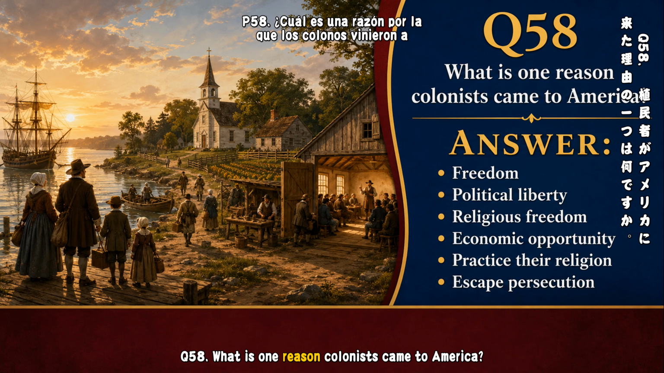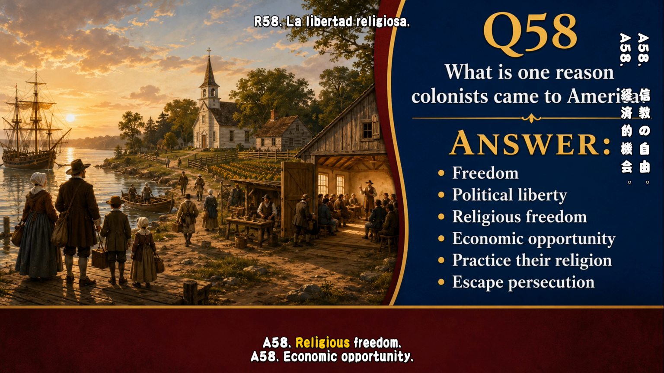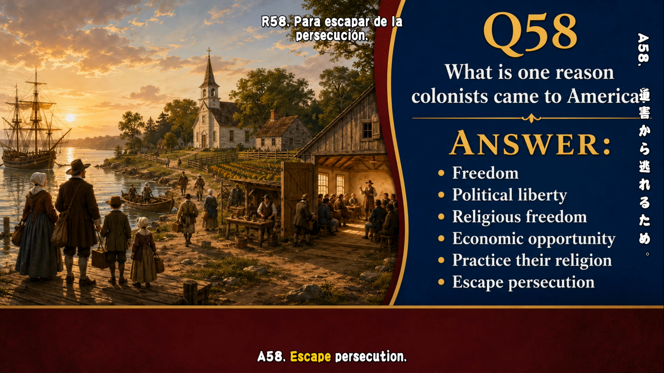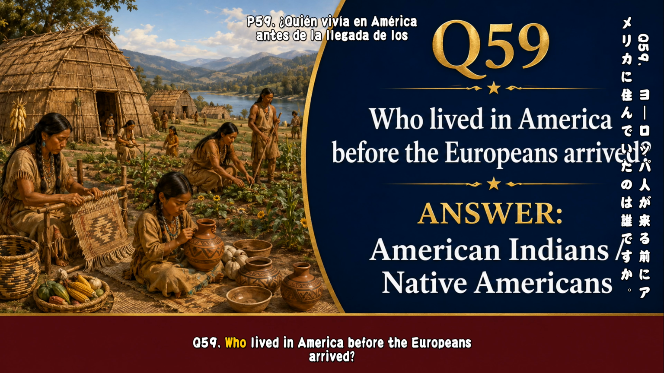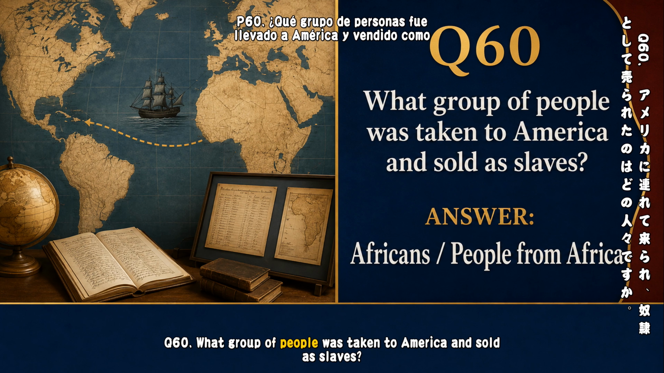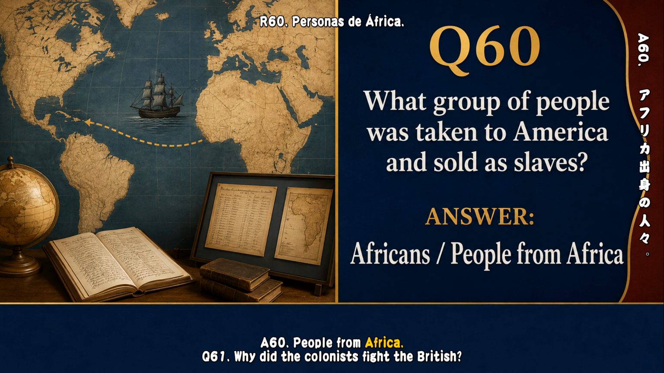What is one reason colonists came to America? Freedom, political liberty, religious freedom, economic opportunity, practice their religion, escape persecution. Who lived in America before the Europeans arrived? American Indians, Native Americans. What group of people was taken to America and sold as slaves? Africans, people from Africa.